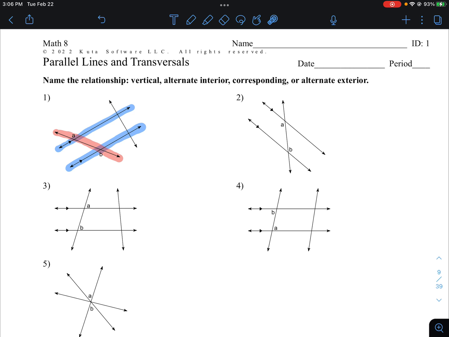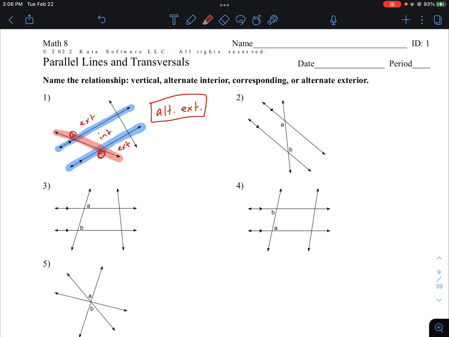So if you remember, this is the interior, and this would be the exterior. This whole area is the exterior, right up there and right up there. So these are exterior, and they're going to be alternate exterior because one is on the left side of the line, one is on the right side of this red transversal line. So they're on opposite sides of that transversal. So those are alternate exterior angles.